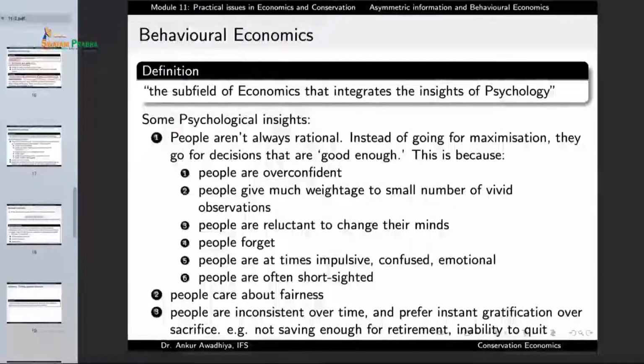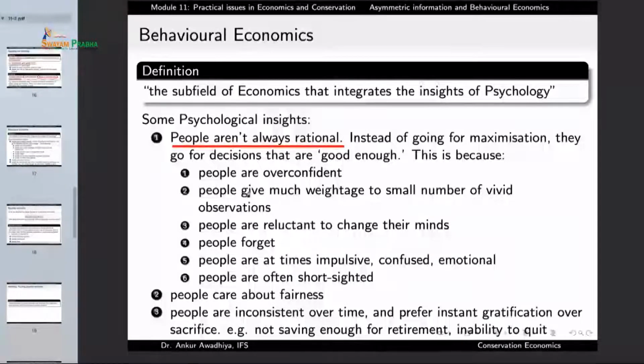And some psychological insights that are incorporated are things like people aren't always rational. Now, in our classical economics, we had assumed that people are always rational. But in this case, we know from psychology that people are not always rational. So we have to make space for that.